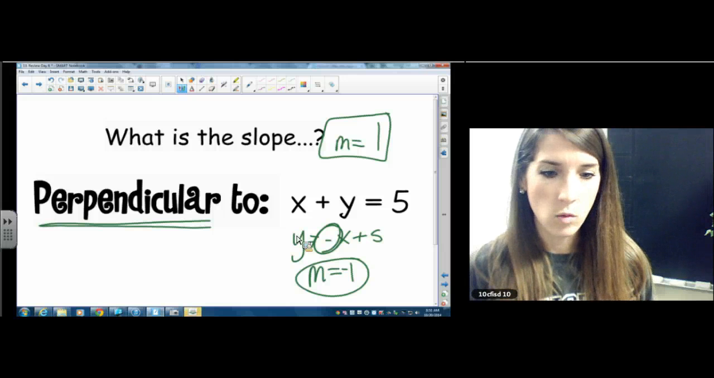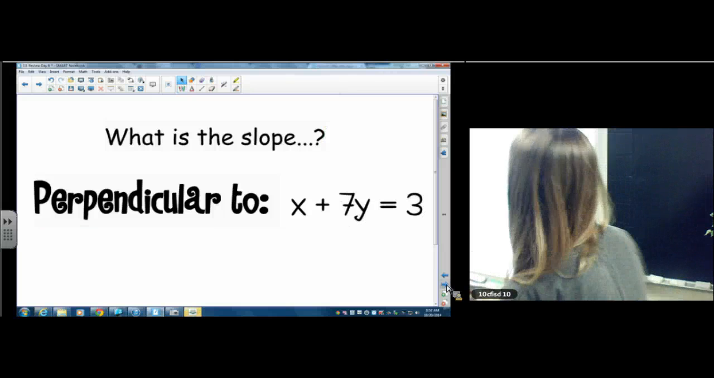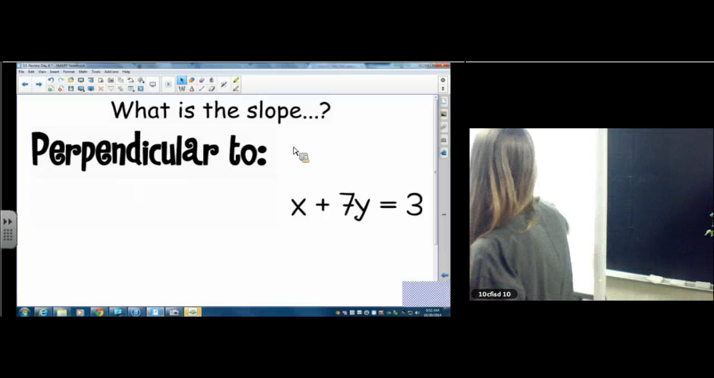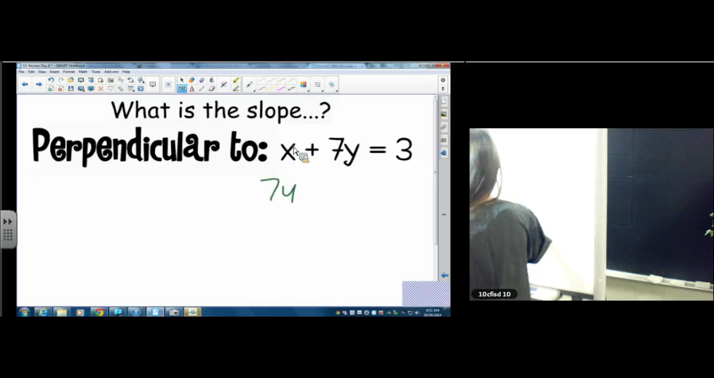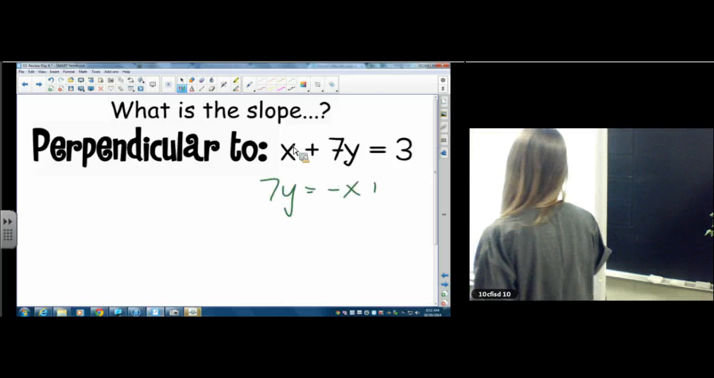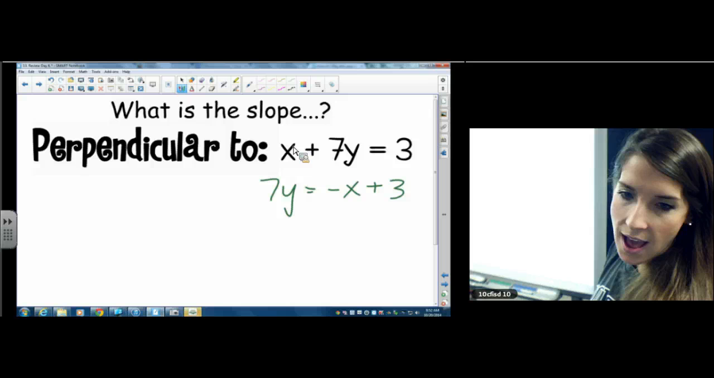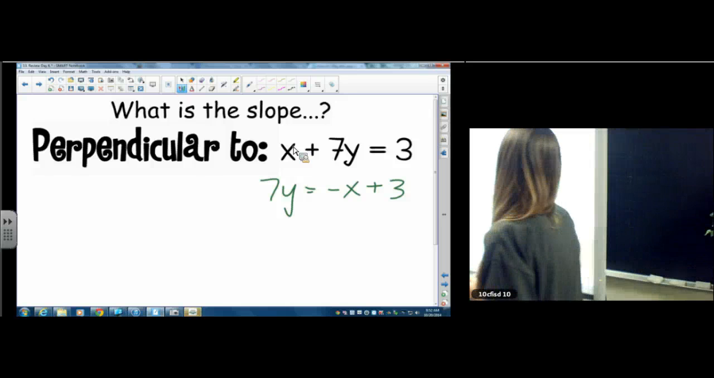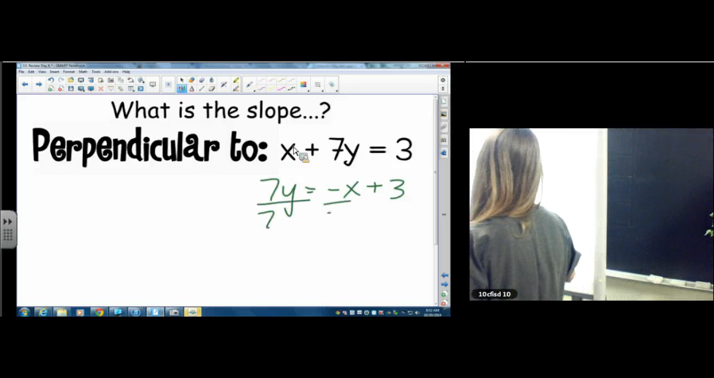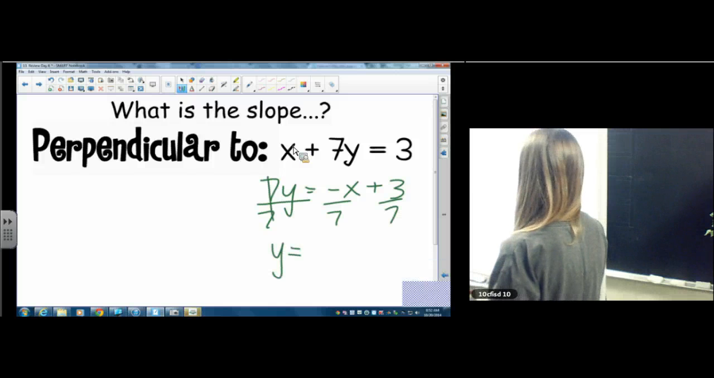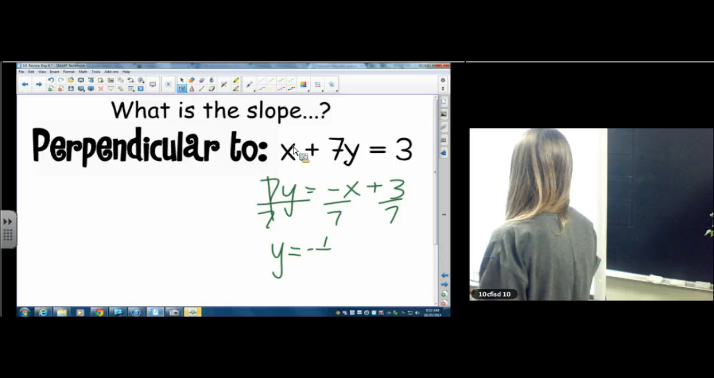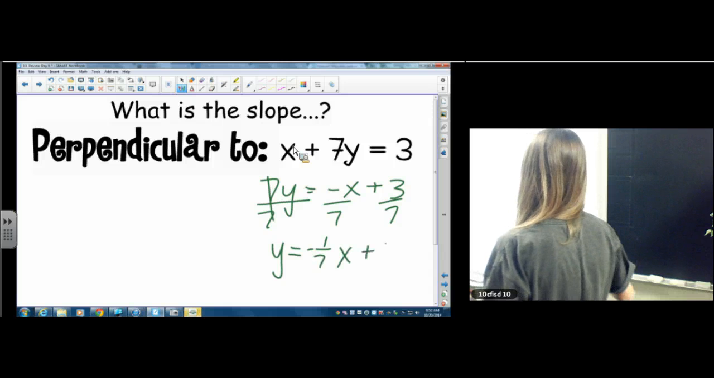Okay. We want the slope, once again, same exact question. We want to be perpendicular to this line. The first thing we would need to do is subtract x from both sides. So we get that. And the second thing we need to do is divide by the coefficient of y so that y is all alone, that's slope-intercept form. So y equals -1/7 x plus, we don't care.